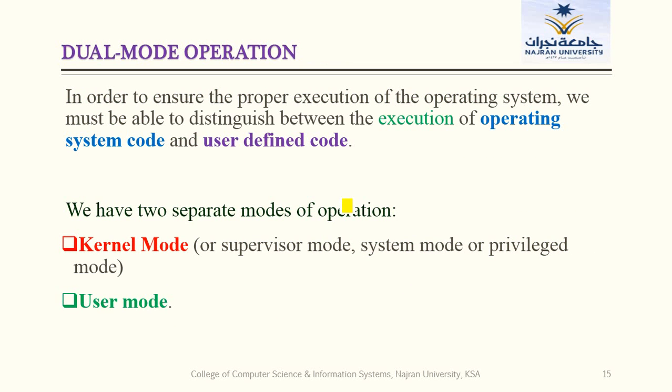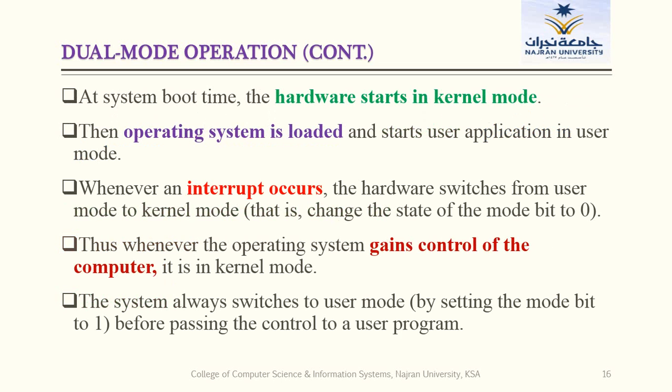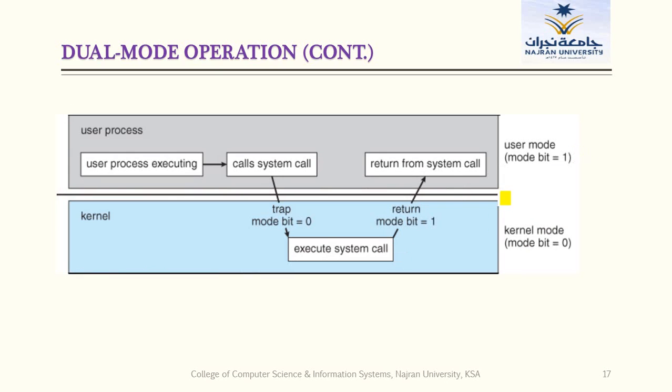Then we have discussed the dual mode operation. In dual mode operation we have seen that we have 2 types of mode in our computer, kernel mode and user mode. When the operating system has full control of the system, it is called kernel mode, and whenever a user process has control, it is user mode. So we can shift from user mode to kernel mode and kernel mode to user mode by setting the mode bit. If mode bit is equal to 1, it means we are in user mode, and if mode bit is equal to 0, it means this is kernel mode.